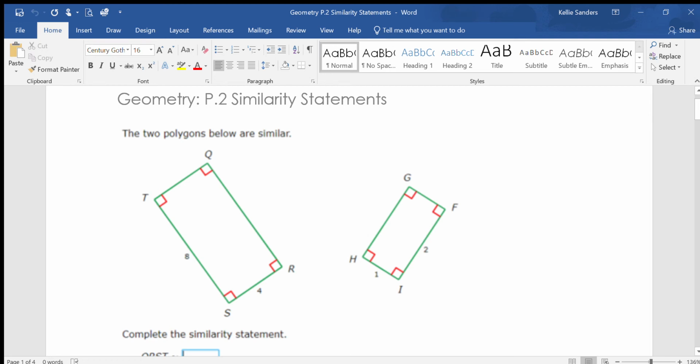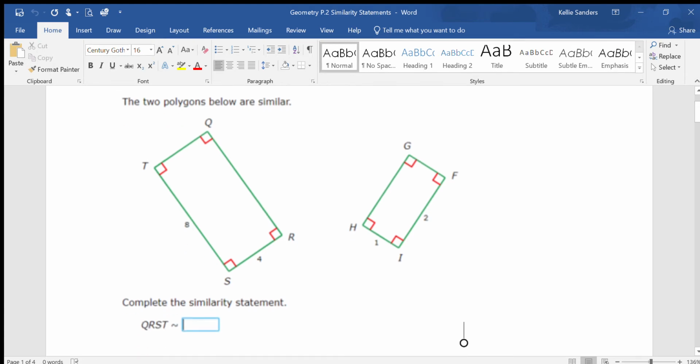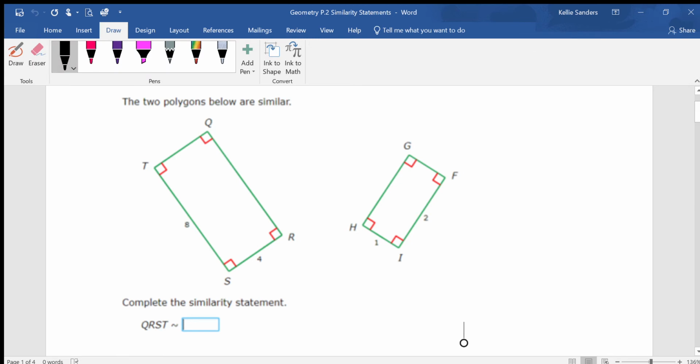P2 Similarity Statements. Two polygons below are similar, so they're the same shape but not the same size. To be similar, you must have the same angles, or it couldn't possibly be the same shape, just shrunk or enlarged or anything like that. So we're just going to finish it off.